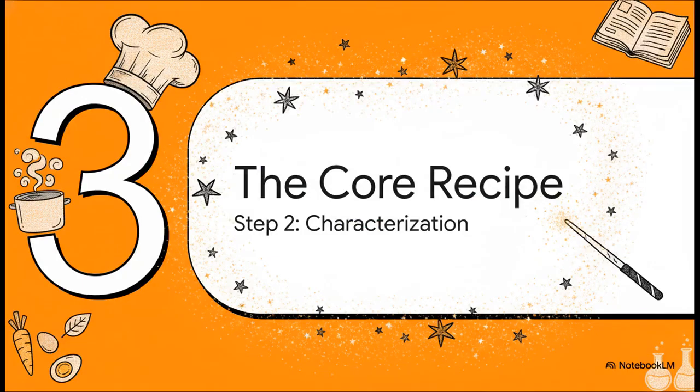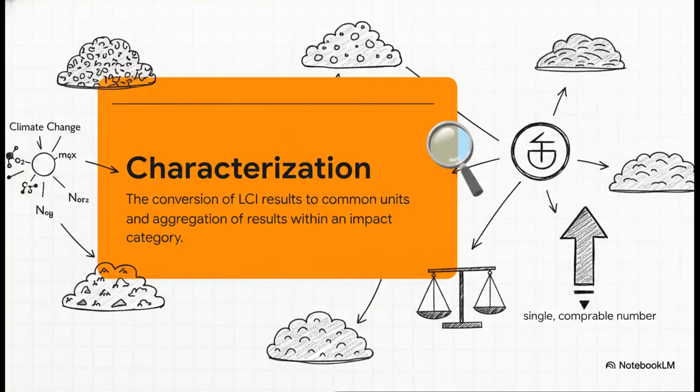All right, our ingredients are all sorted into the right piles. Now it's time for the master recipe. This is our second mandatory step, and it's called characterization. And trust me, this is where the real magic happens. Characterization is the step that finally solves that puzzle we started with.